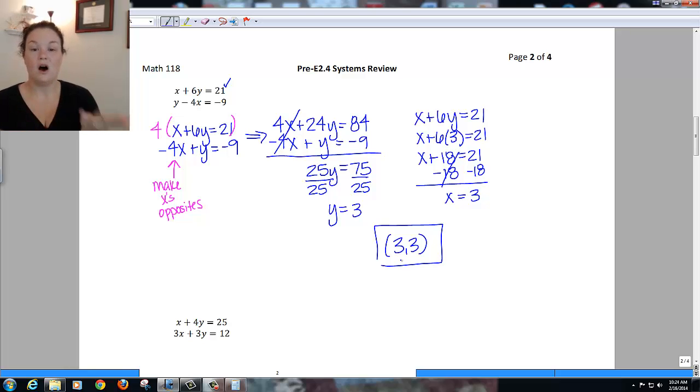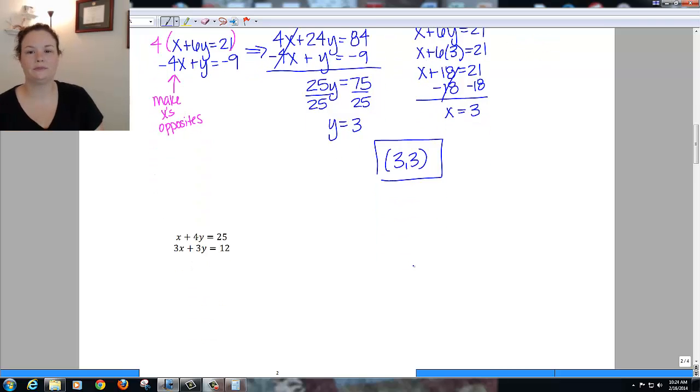Okay, so all we did was rewrite it with our x's lined up and our y's lined up, and then we multiplied one of the equations to make sure that one of the variables was opposite so that we can eliminate it. Let's look at another one like that.